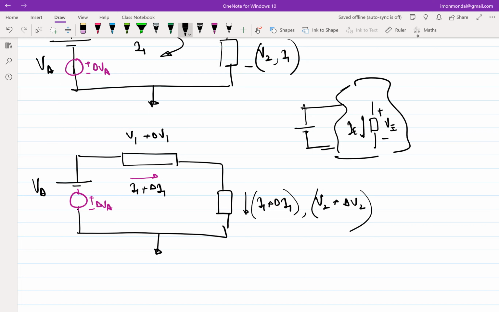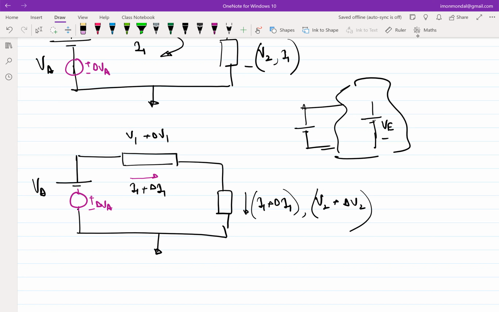So if I take this element out and replace it with a voltage source of VE, will anything else change in the network? What do you think?